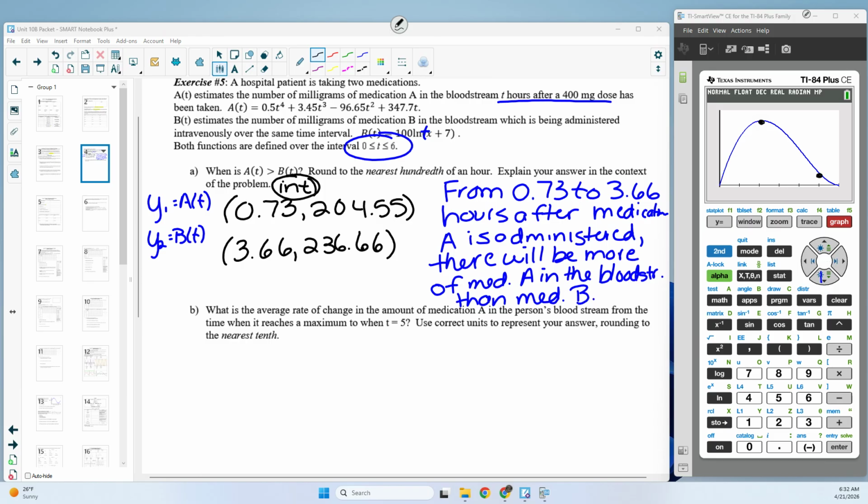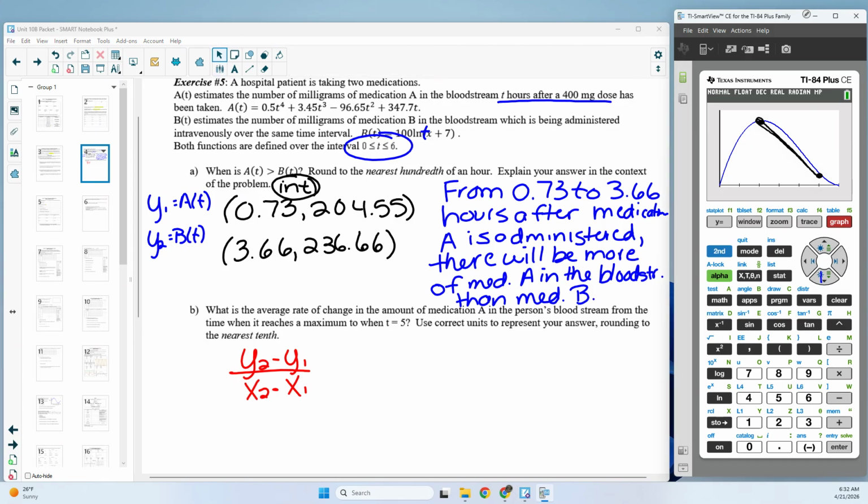So an average rate of change is a slope of a line between 2 points. So we can see that the graph is pretty curvy between there, so the slope is changing. But if I directly connected these 2 points at the maximum and T equals 5, what's the slope of that line? So I've taken the slope formula, which is y2 minus y1 over x2 minus x1, and now I just need to know what those points are.